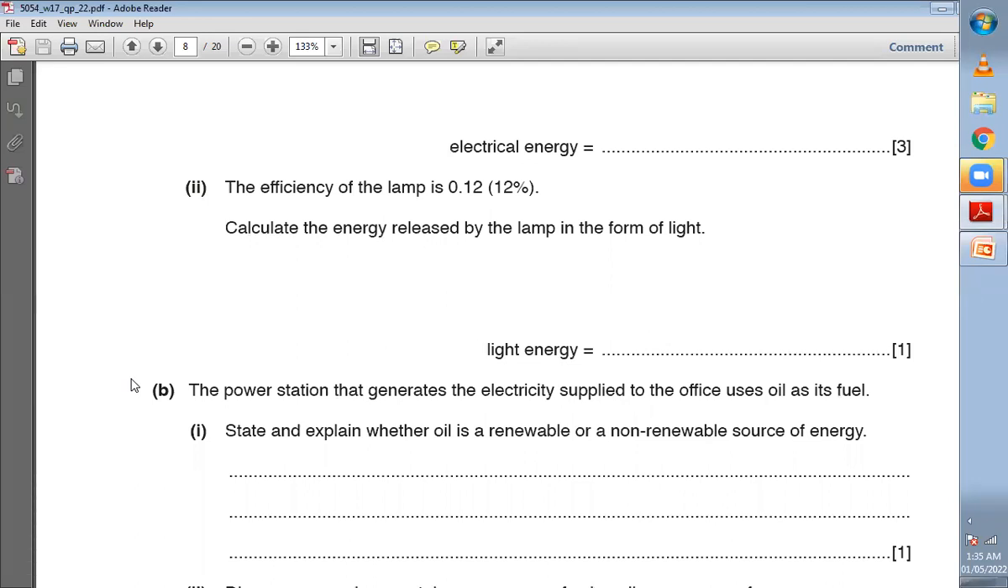The efficiency of the lamp is 0.12, or you can say 12%. Calculate the energy released by the lamp in the form of light. Okay, so basically the input energy we know already, 1.7 x 10^7 joules, and the useful output energy will be light. They want us to find that, and they have told us that the efficiency of the lamp is 12%.